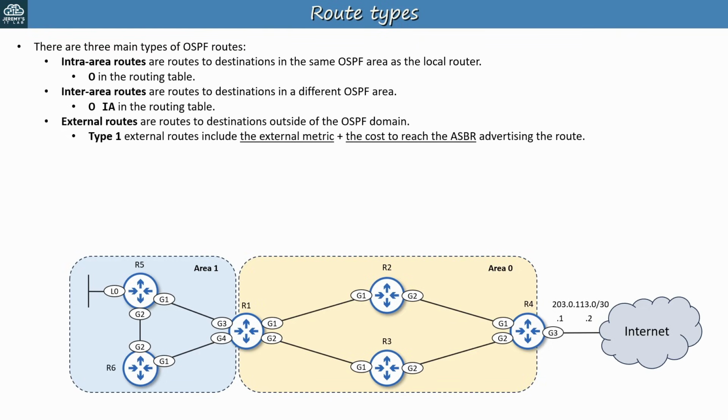Type 1 external routes include the external metric and the cost to reach the ASBR advertising the route, and appear as O E1 in the routing table. And then Type 2 external routes include only the external metric, appearing as O E2 in the routing table. Now let's take a look at R5's routing table to see these different route types.